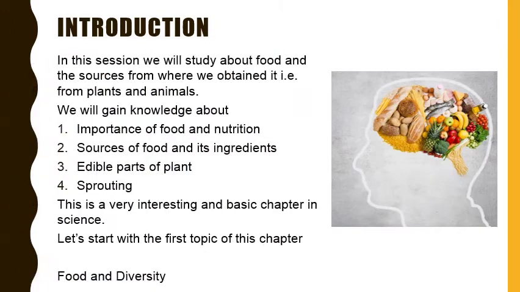A brief introduction. In this session, we'll study food and the sources from where we obtain it, that is mainly from plants and animals. We'll gain knowledge about the importance of food and nutrition, sources of food and its ingredients, edible parts of plants, sprouting and activity. This is a very interesting and basic chapter in science. Let's start with the first topic of this chapter, food and diversity.